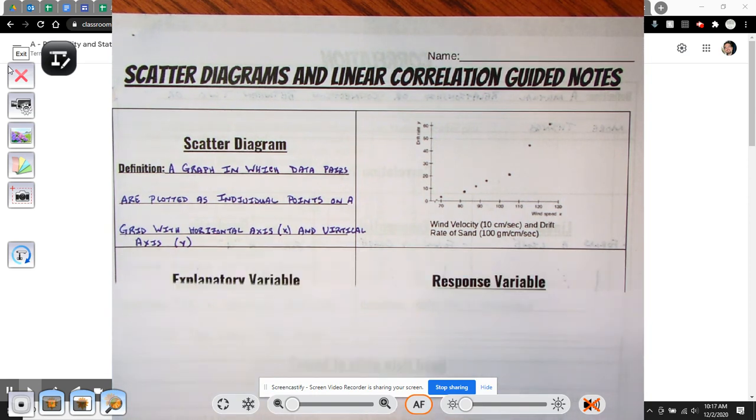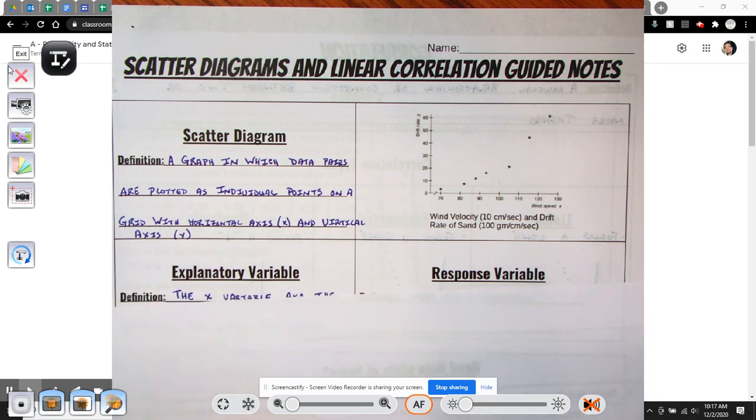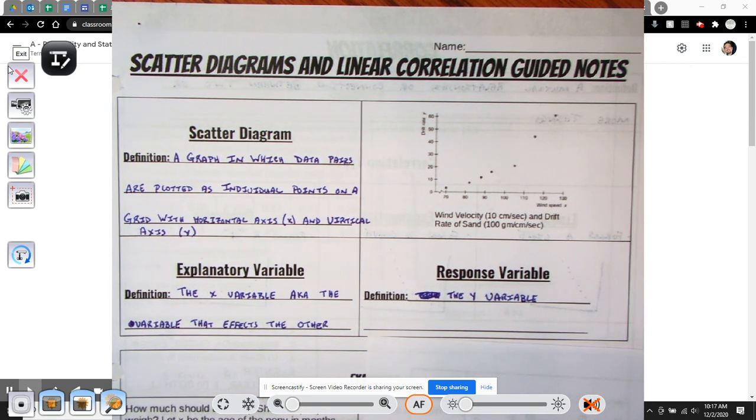Then we have our variables. We have our explanatory variable and our response variable. Our explanatory variable is the x variable, aka the variable that affects the other. Our response variable then is our y variable. So let's look at an example.